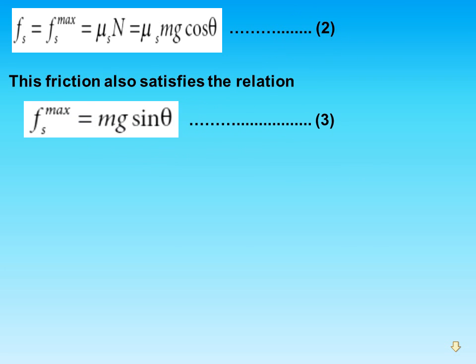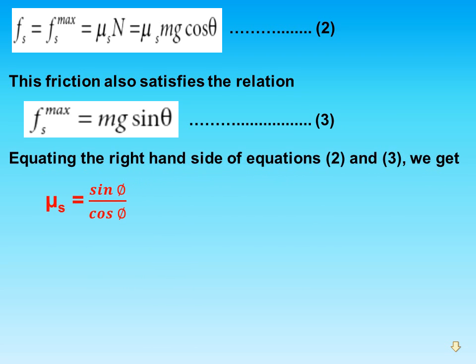This friction also satisfies the relation. What is the relation? Fs max is equal to mg sin theta. This is termed as equation number 3.